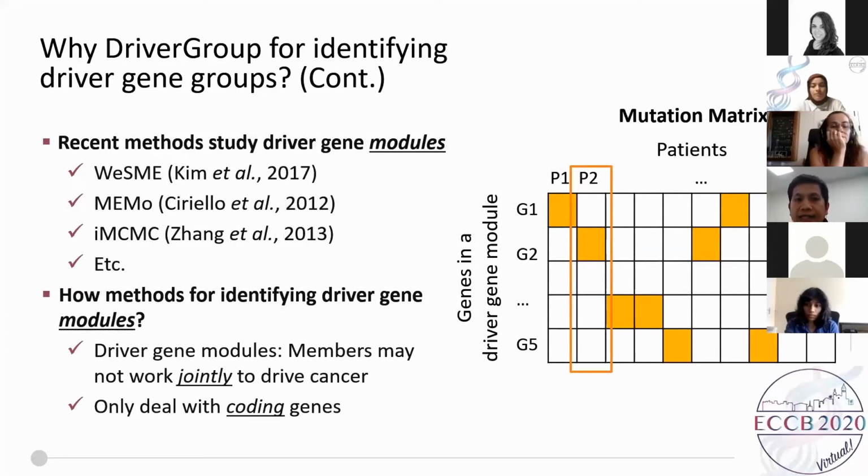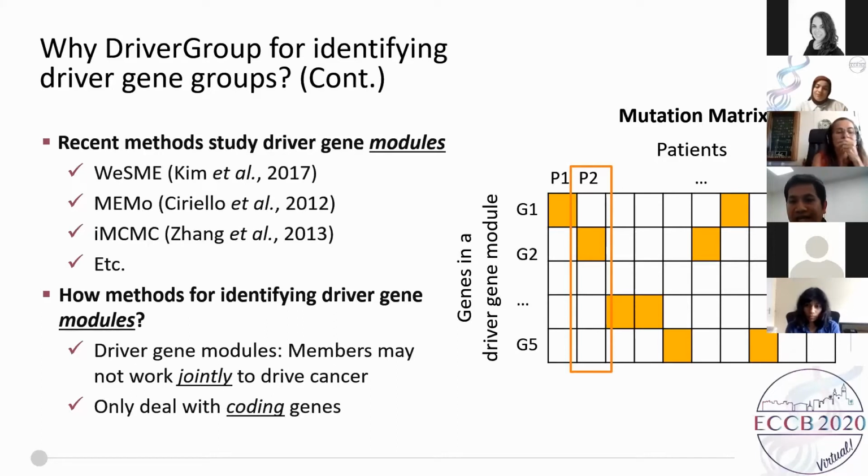And recently, there are some methods developed to study cancer drivers in groups. They are called driver gene modules. Suppose that we have a mutation matrix of the genes in a driver gene module of cancer patients, as in the figure. The idea of the driver gene module is that a mutation in only one gene in a module can initialize and progress cancer. For example, you can see in the figure, in patient B2, only the mutation in gene 32 can initialize and progress the disease in this patient.